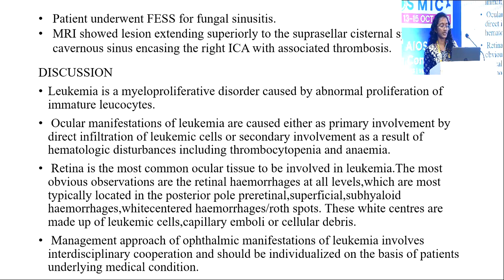Discussion: leukemia is a myeloproliferative disorder caused by abnormal proliferation of immature leukocytes. Ocular manifestations of leukemia are caused either as primary involvement by direct infiltration of leukemic cells or secondary involvement as a result of hematologic disturbances including thrombocytopenia and anemia. Retina is the most common ocular tissue to be involved in leukemia. Most obvious observations are retinal hemorrhages at all levels, which are most typically located in the posterior pole, such as preretinal, superficial retinal hemorrhages, subhyaloid or white-centered hemorrhages, also known as rod spots. These white centers are made up of leukemic cells, capillary emboli or cellular debris.